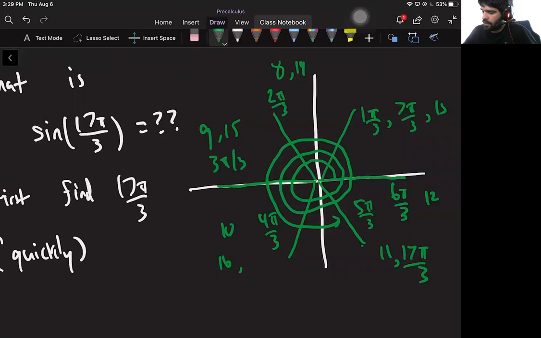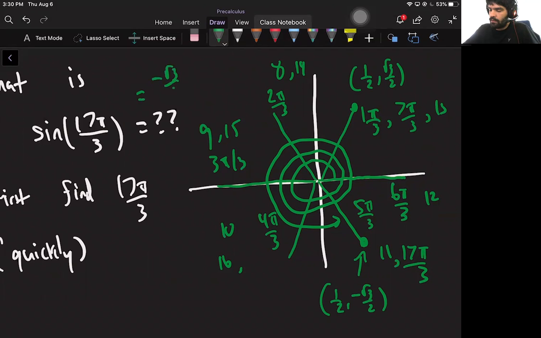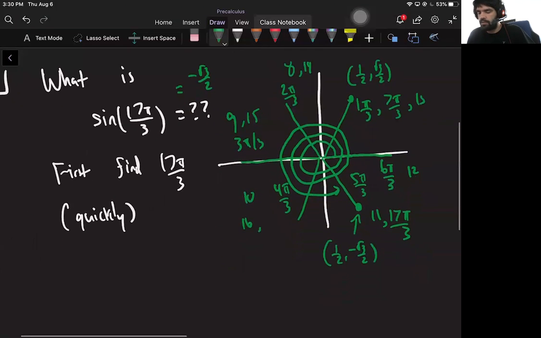So then what is the answer? Well, what's the coordinate? Because it's a pi over 3, it's 1/2 comma root 3 over 2. So that means that this one is the same, except it's going down. So the y value is negative root 3 over 2. So that is the answer, negative root 3 over 2. So we can do that kind of thing. We can also go backwards.